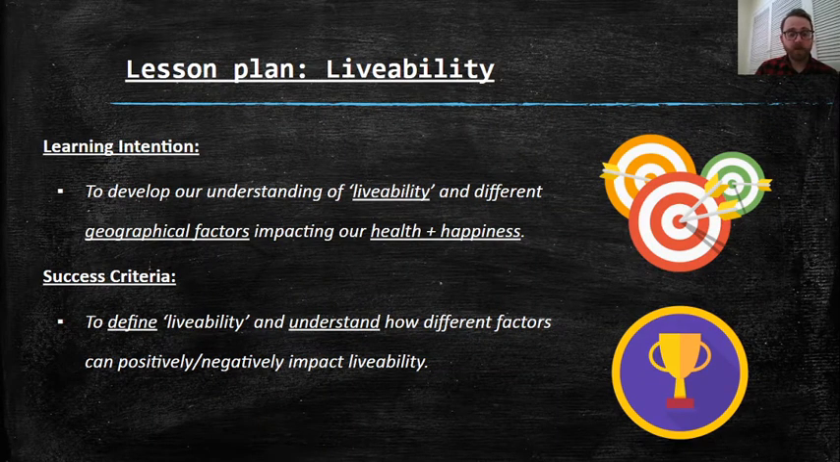This lesson we're looking at developing our understanding of livability, which is our major topic for Year 7 Geography, and understanding the different geographical factors that impact our health and happiness. Success criteria is to define livability, so what does that term mean? And understand how different factors can positively and negatively impact livability.